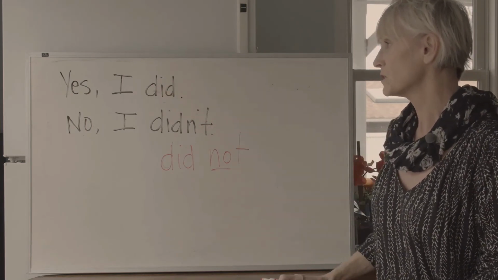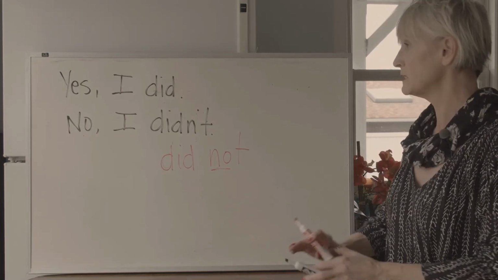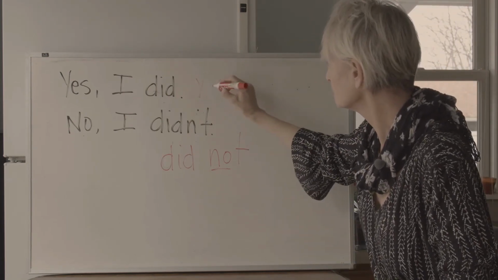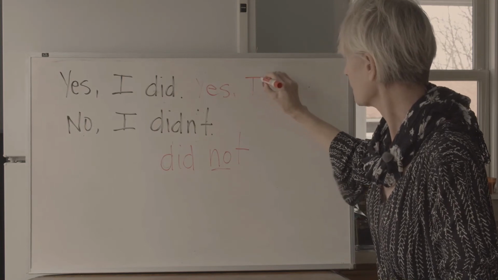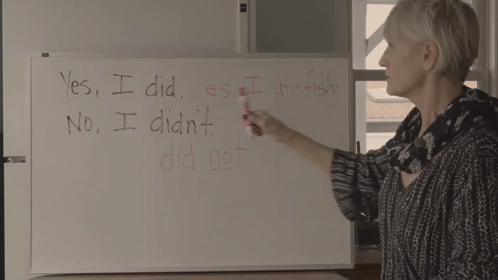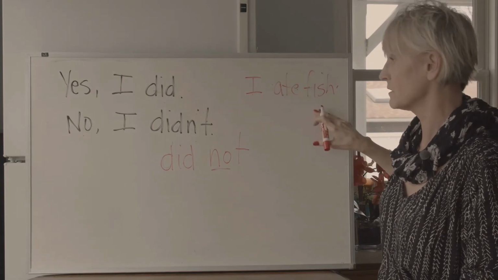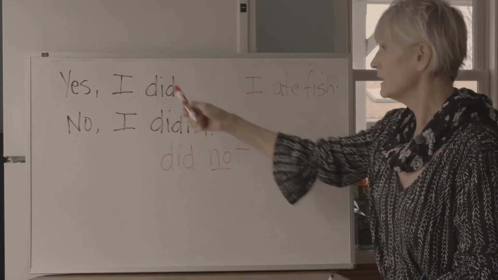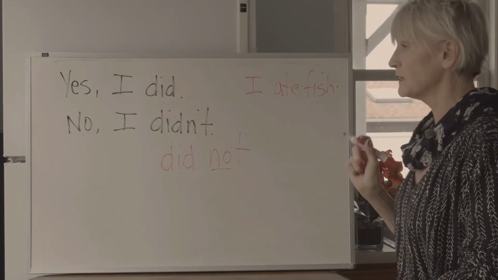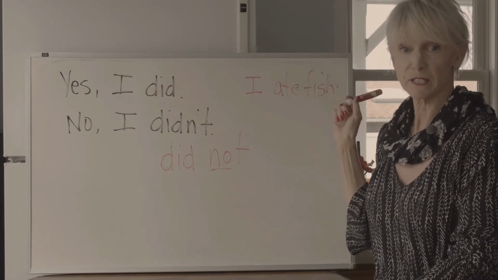Let's say that I want to talk about everything as a yes. Did you eat dinner last night? Yes. I ate fish. So, yes, I did. I ate fish, or we could take that away. That's a new sentence, though. Did you go to school yesterday? Yes, I did. I went at 9 o'clock. Did you have fun at the party? Yes, I did. I had fun with my sister.